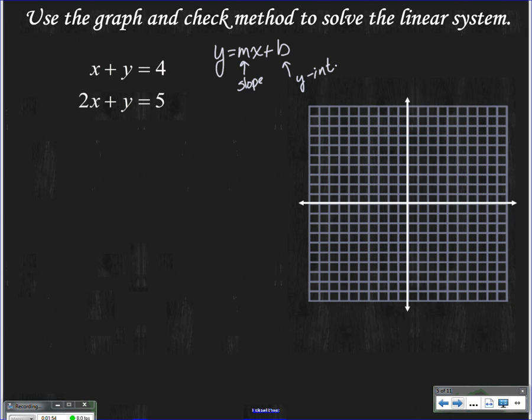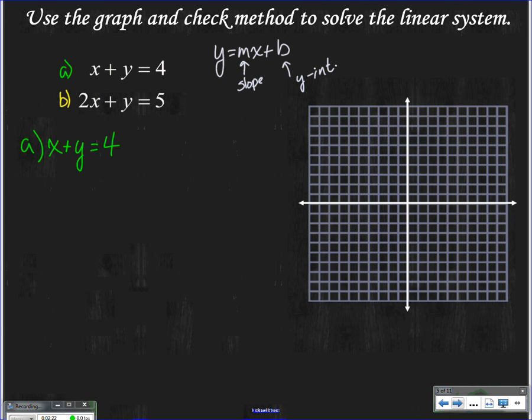So I have two equations in here. What I'm going to do is number them, or letter them. I prefer letters, you can number them 1 and 2. I'm going to letter them A and B. Okay? And we're going to put each of those equations into slope-intercept form, and then we're going to graph them. So let's start with A. A is x plus y equals 4.